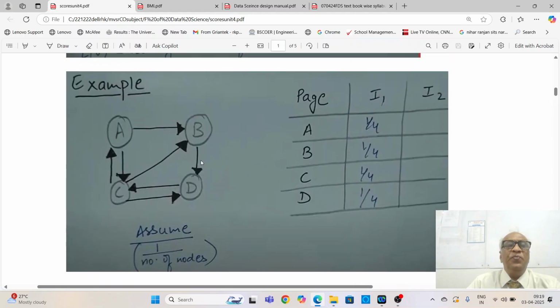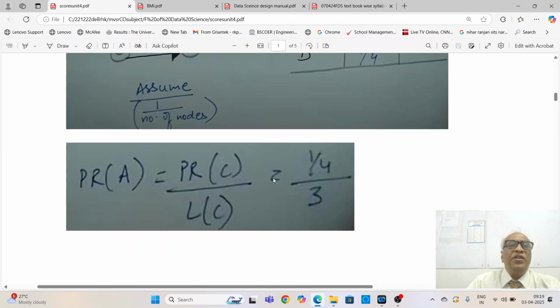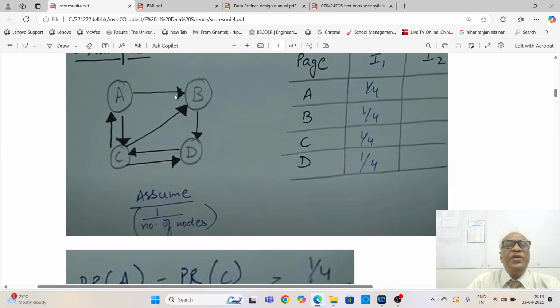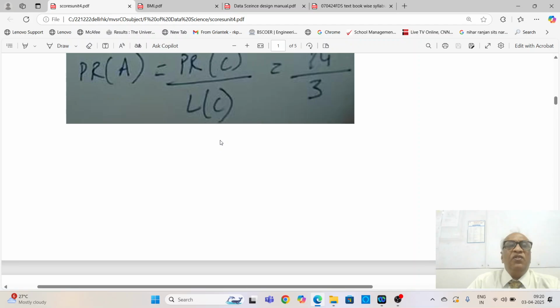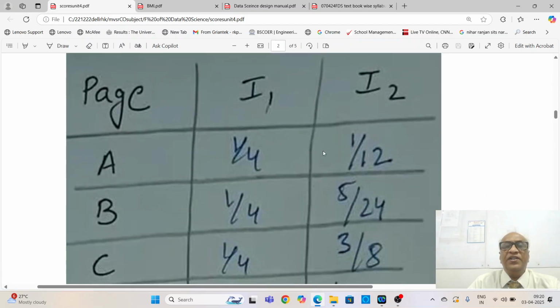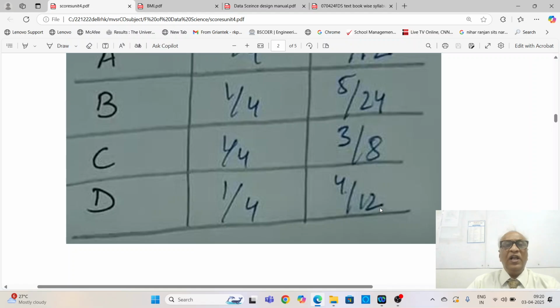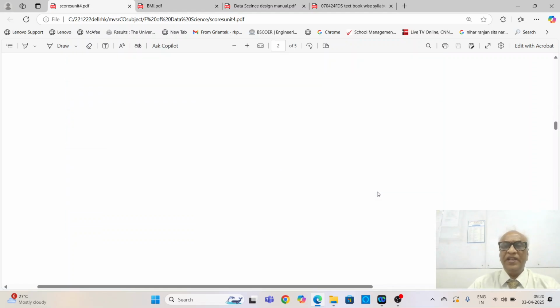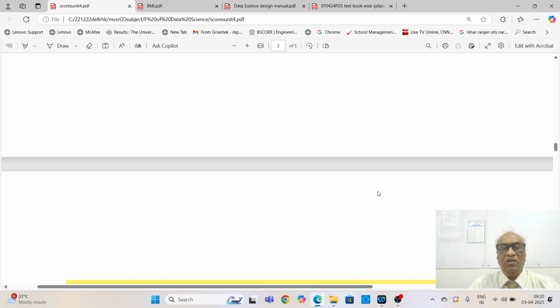Similarly, we have to calculate the page rank of B, C and D. Say for example, page rank of B is dependent on the number of incoming edges. So to B, an edge from A is coming and an edge from C is coming. So the page rank of B is dependent on page rank of A plus page rank of C. So that's how we'll be calculating this. Like that, we'll be calculating for C and D as well, and we can put that in the chart in the second iteration, as page rank of B is coming to be 5 by 24, C is coming to be 3 by 8, D is coming to be 4 by 12, and this goes on. So this is how the page ranking algorithm works, which is given to us by Google, which indicates the importance of a page on a website.